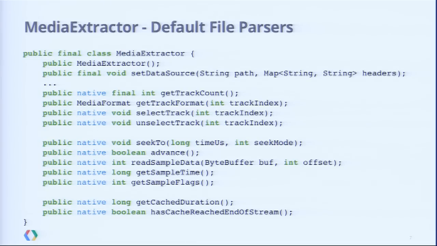You can also do a random seek within the data source by calling seekTo, which takes two arguments. The first one is the time position you want to seek to. The second argument is the seek mode. For example, you may want to seek to a sync frame, or to a time position that is after but closest to a sync frame. There are a number of seek modes you can use to affect how you seek inside the data source.